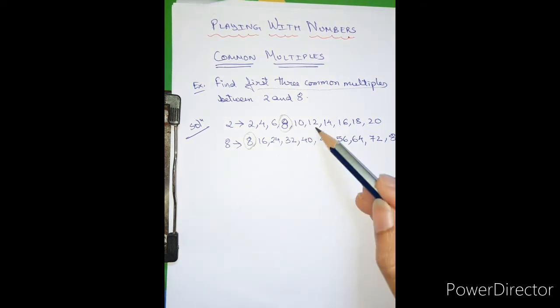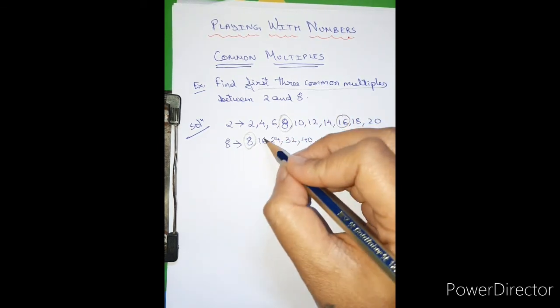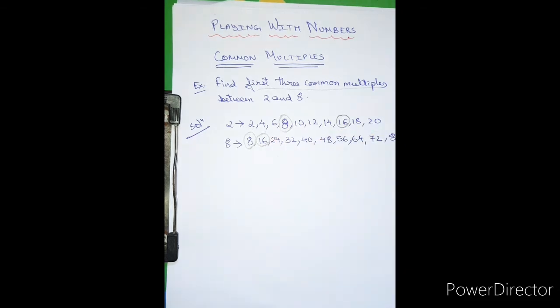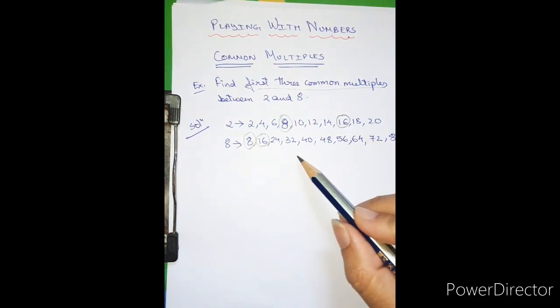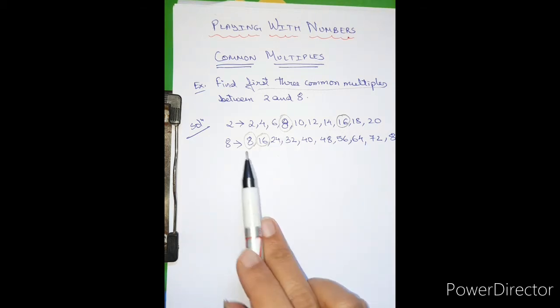Then 10 no. 12 no. 14 no. 16 yes, we have 16 here. 2 8s are 16 and 8 2s are 16. 18 is there? No. 20 no. Not there. So till 20 we don't have any more, but we have found only the first two.